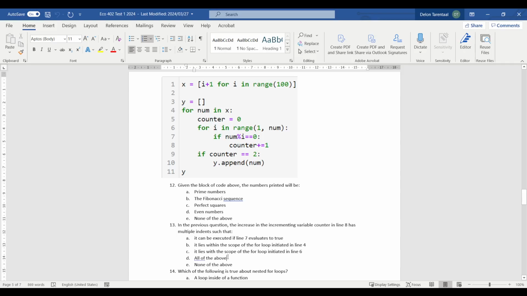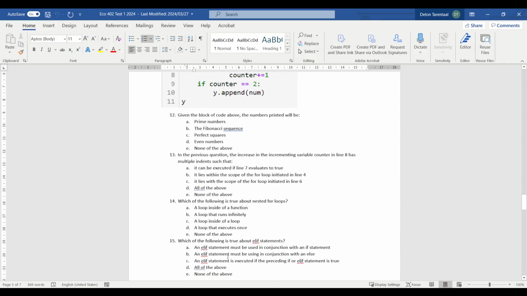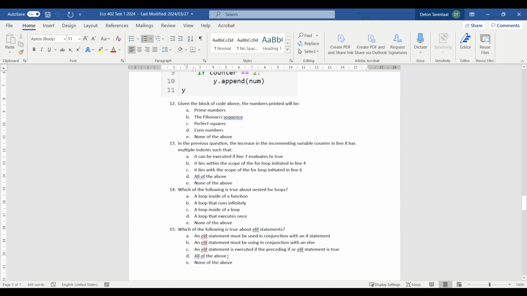Right? Are we happy with indentations and scope? Okay, perfect. Then number 14, which of the following is true about nested for loops? A loop inside of a function, that's incorrect. A loop that runs infinitely, not necessarily correct. No, can never be correct because it's not a while loop. A loop inside of a loop, so therefore C.